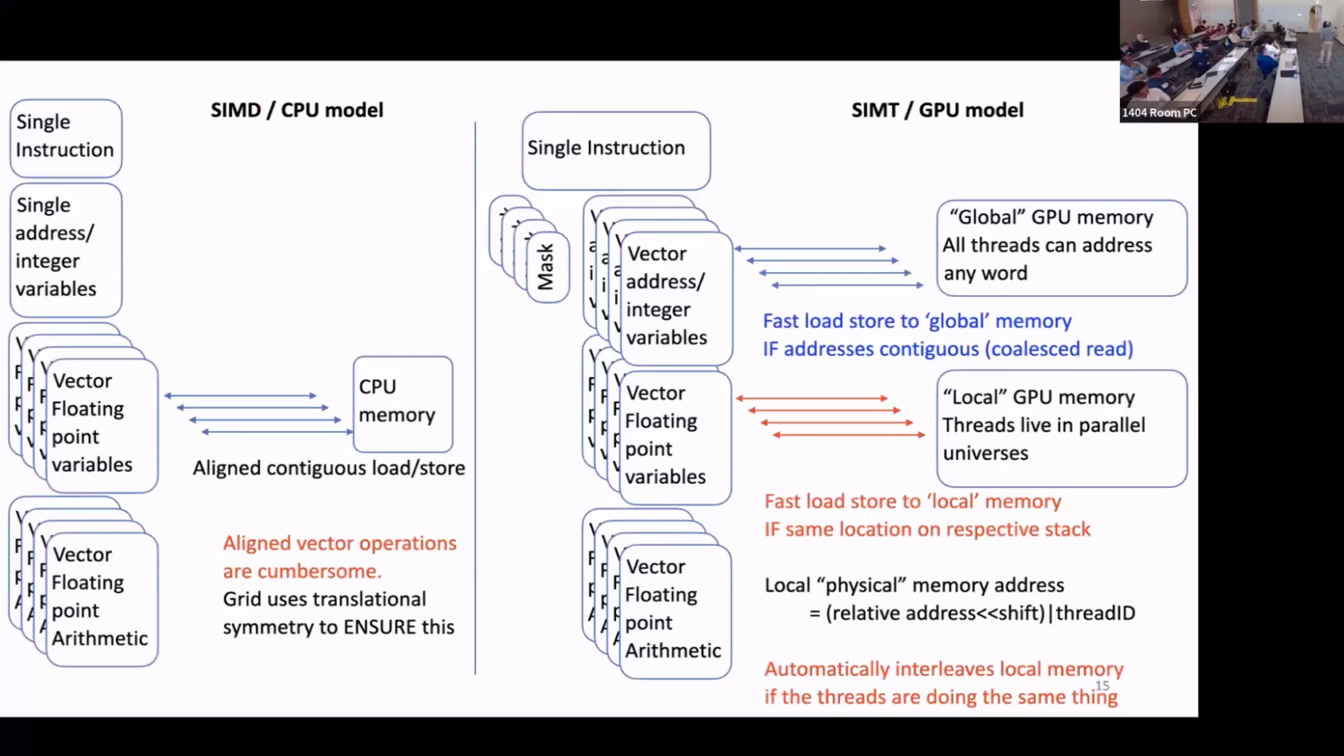So the SIMD or CPU model, you have a single instruction fetch, you have single address integer variables, right? So there's one stack pointer, right? You have vector floating point variables. Typically, these are what people call AVX, AVX 512, whatever, all these jargon instruction sets people design. There's ones for ARM, there's ones for Intel, all sorts of types. These access CPU memory and require aligned contiguous load stores of entire vectors. Aligned vector operations are cumbersome.